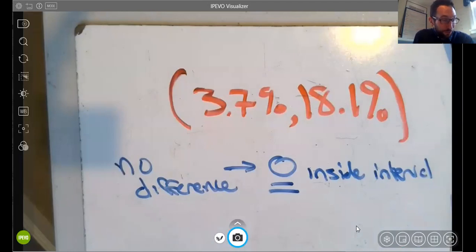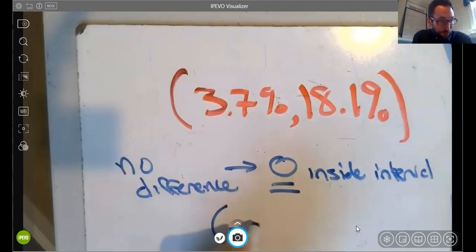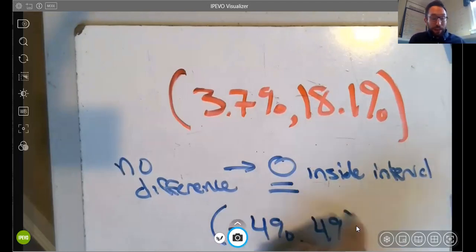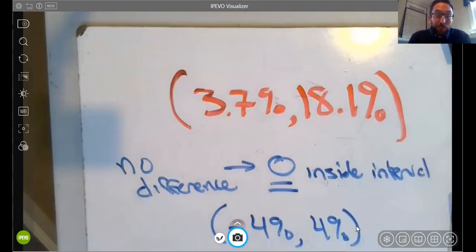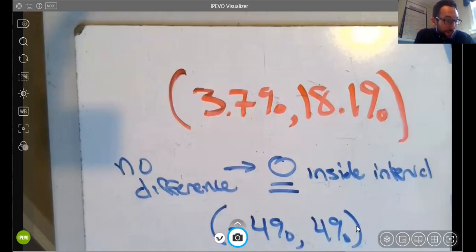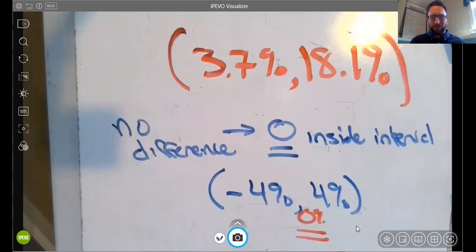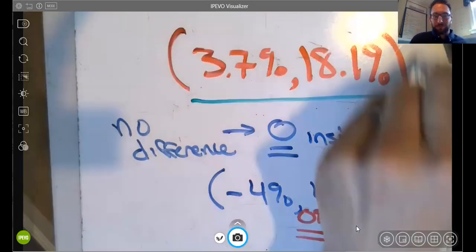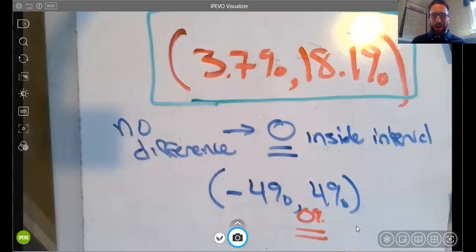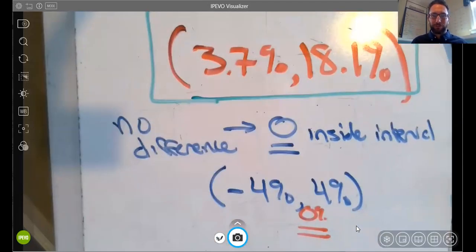That's what it means if we had an interval like this, I don't know, -4% and +4%, right? Then we're saying it's possible there's no difference because the true difference could be 0. Is that what's happening here? Based on this interval, do we think it's possible there's no difference? Nah, 0 is not in this interval.